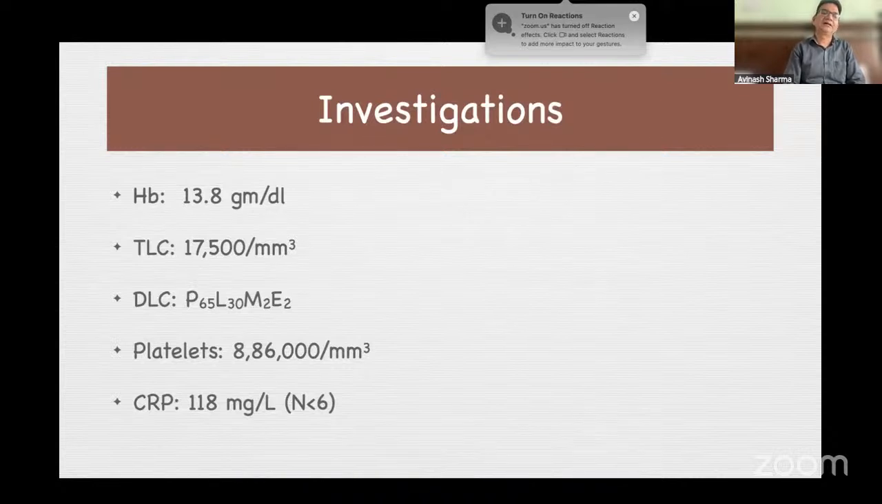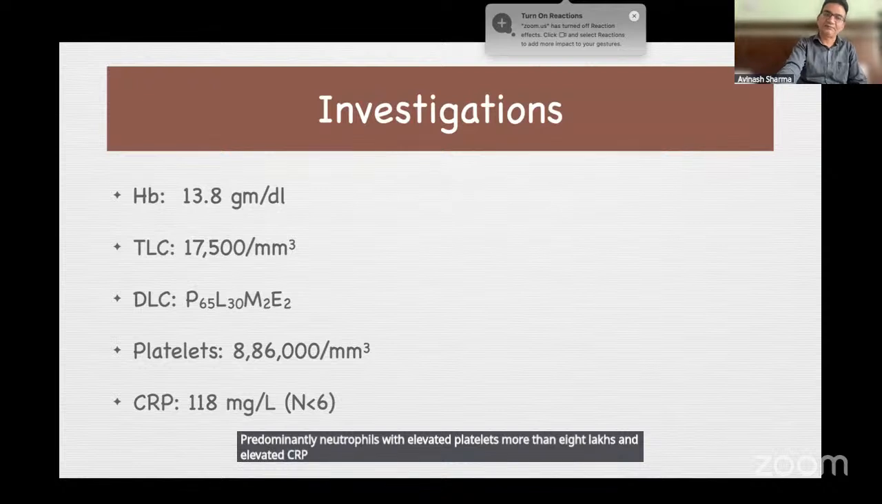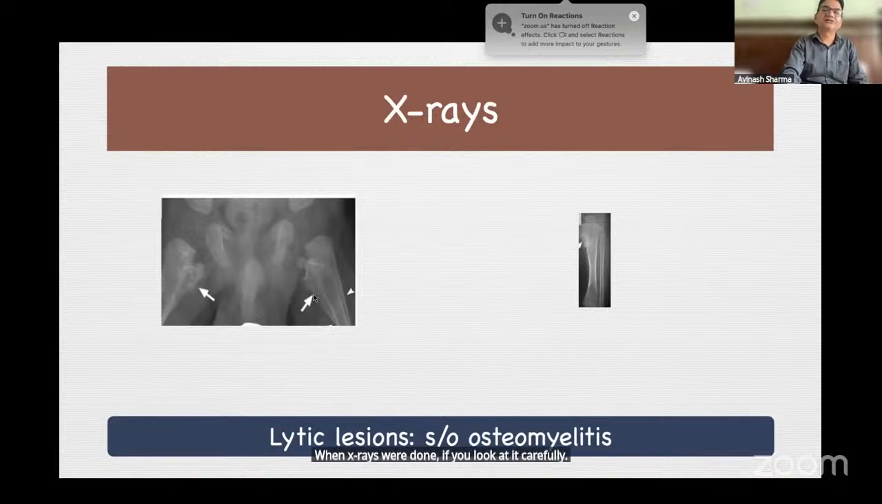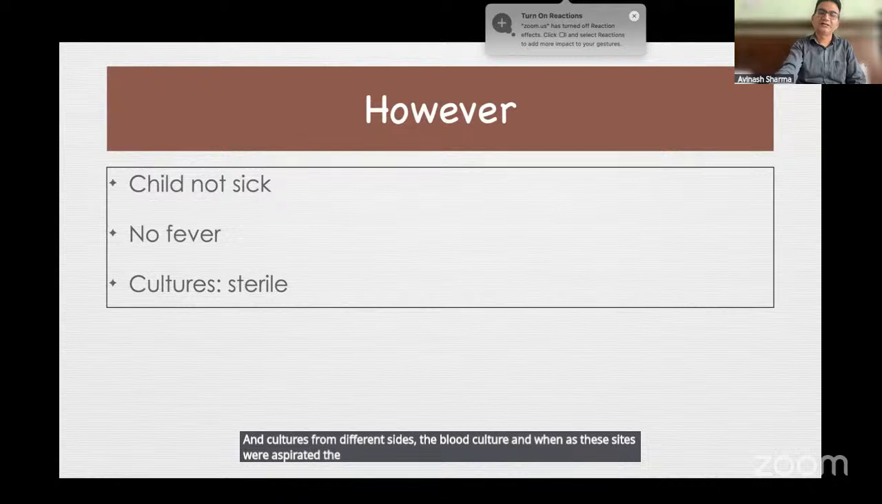On investigations, again, she was found to have elevated total leukocyte count, predominantly neutrophils, with elevated platelets, more than 8 lakhs, and elevated CRP, again suggestive of some inflammation. When X-rays were done, if you look at it carefully, it revealed lytic lesions in different bones. These lytic lesions were reported by the radiologist as being suggestive of osteomyelitis. However, this child was not sick. There was no fever, and cultures from different sites, the blood culture, and when these sites were aspirated, the cultures were sterile. So we can say that these are sterile bone lesions.